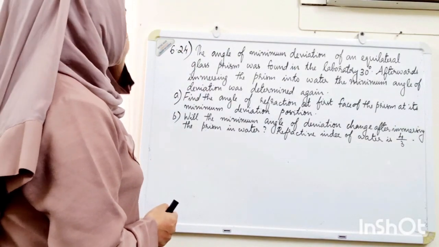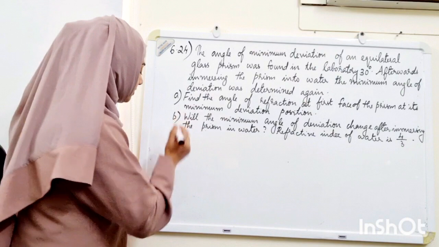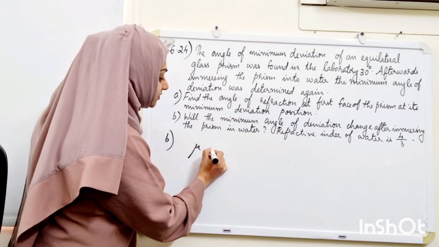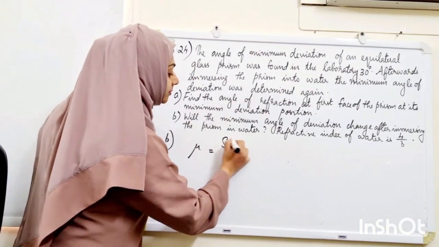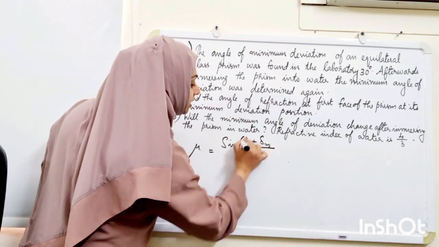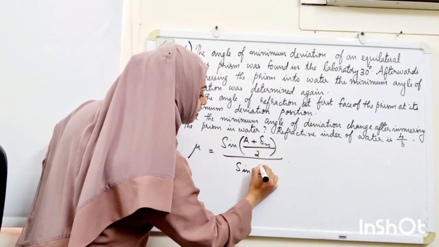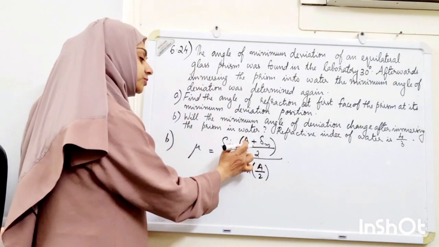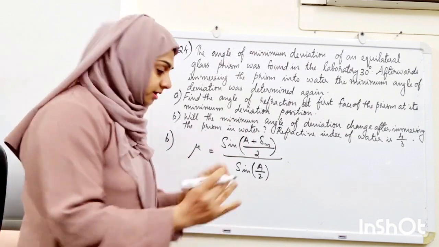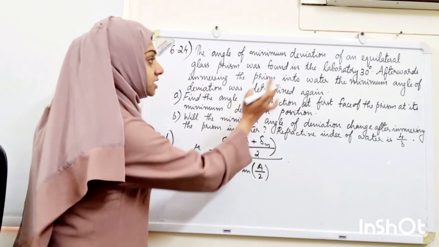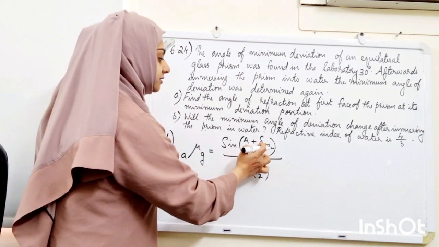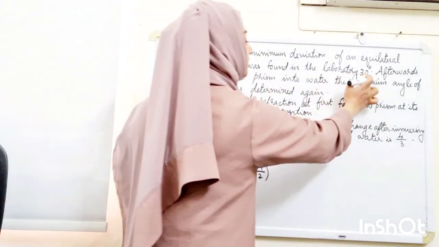And let us see, we know that the refractive index is related to the angle of minimum deviation by the equation: refractive index of the prism is equal to sine of (A plus delta m) divided by 2, divided by sine A by 2, where A is the angle of the prism and delta m is the angle of minimum deviation. Now, if the prism is kept in air, this will be the refractive index of the glass of the prism with respect to air. And this is the angle of minimum deviation, which is given as 30 degrees.